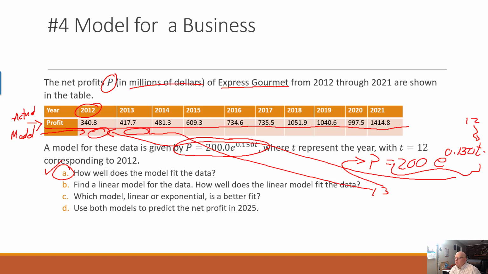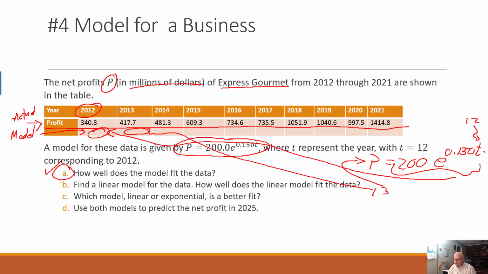Find the linear model for the data. Now, pardon me a second. Okay, I'm back.